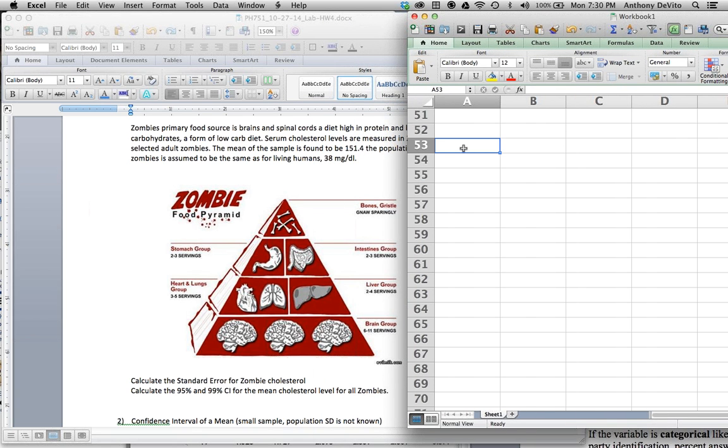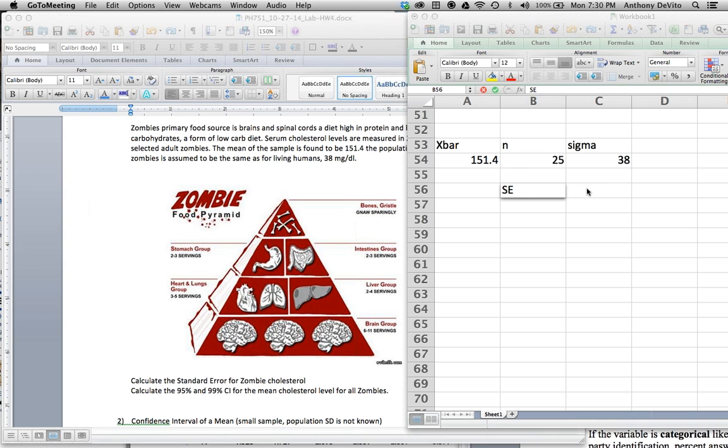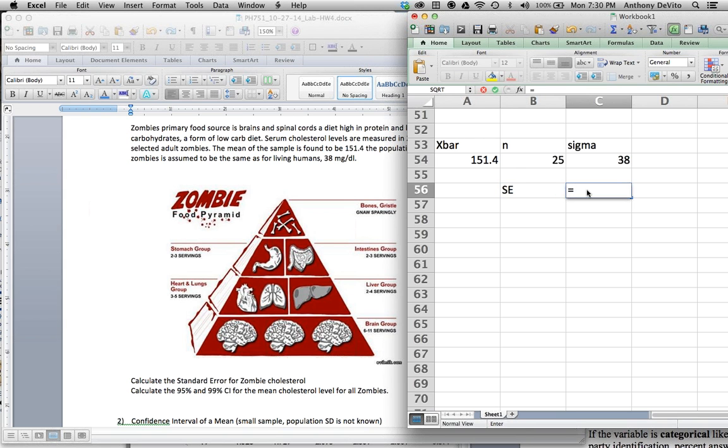So my mean, X bar, is 151.4. My sample size is 25. Now we know sigma in this case, right? We know sigma, and sigma was 38. Okay, so let's calculate our standard error. Our standard error is going to be equal to our sigma, population standard deviation, divided by the square root of 25, which is going to be 7.6.